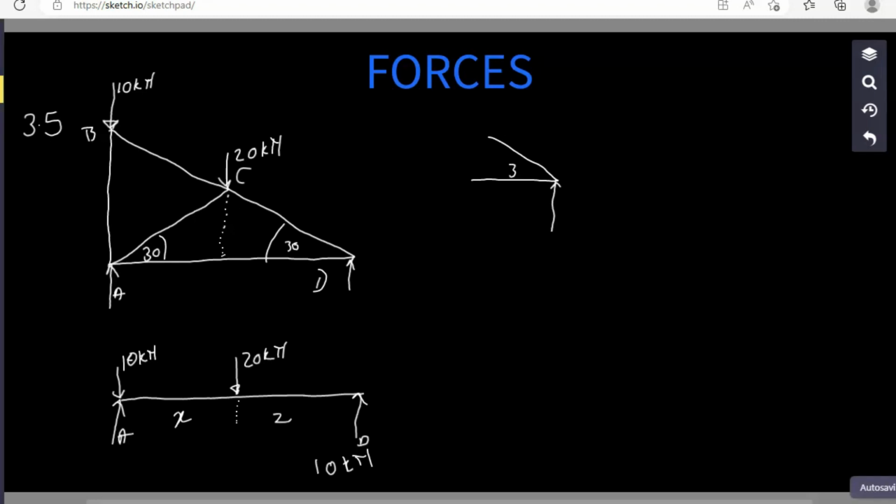This is 30. This will be D, and we're going to have C here, and we're going to have A here. No, it's not like that. The A is here and the C is here. Let's place it in that manner.